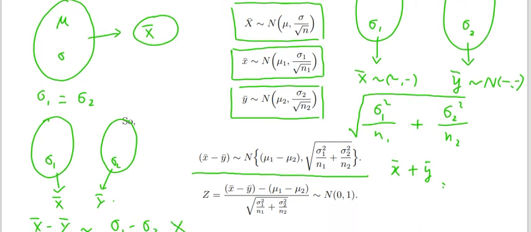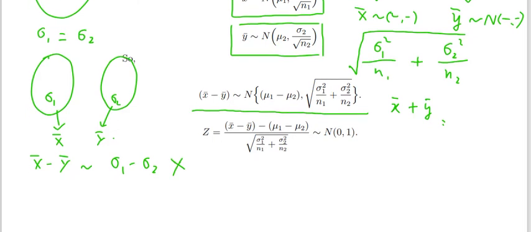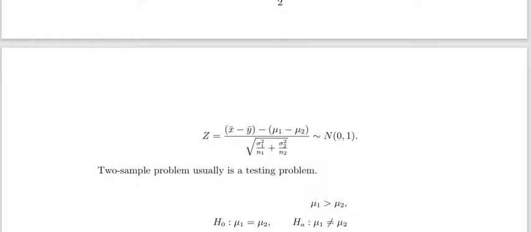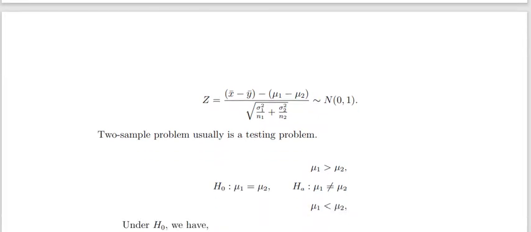Okay, so now this is a general normal; to change it to standard normal, we have this: x bar minus y bar, minus mu1 minus mu2, divided by this sigma, follows the standard normal. So we have this, and these things follow standard normal.